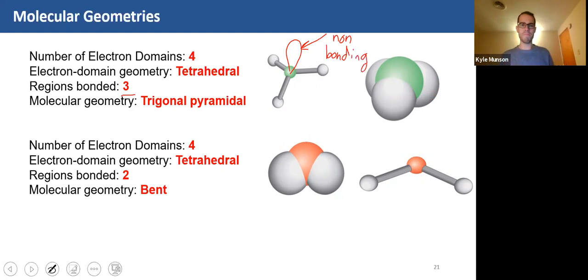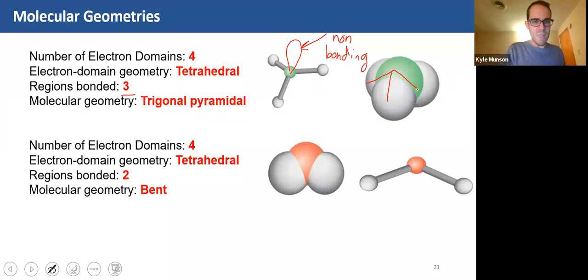then it's going to have what is called trigonal pyramidal geometry, where you can think about it as looking kind of like a little pyramid, where these atoms are all meeting up on the top, like a little tripod. That's how the molecule is going to look.